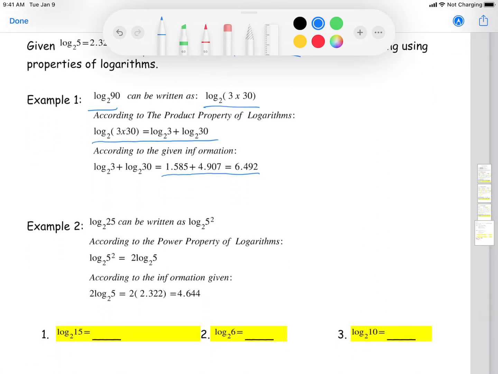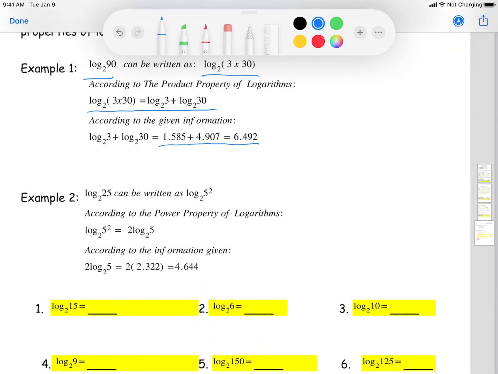And the same thing I can work for log base 2 of 25. Okay? I could write it as 5 times 5, or I could write it as log base 2 of 5 squared. Applying my power property says that I can write log base 2 of 5 squared as 2 times log base 2 of 5. Once again, I know log base 2 of 5 is 2.322. So it's just 2 times 2.322, which is 4.644.